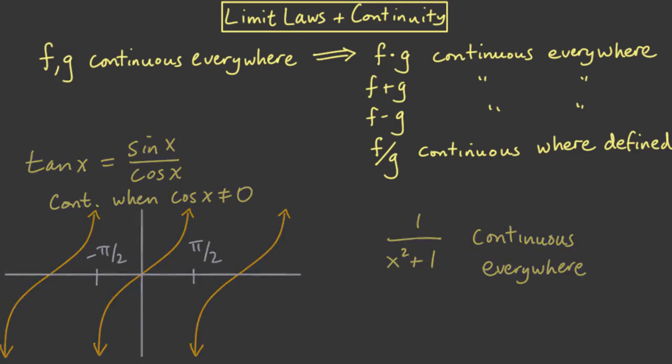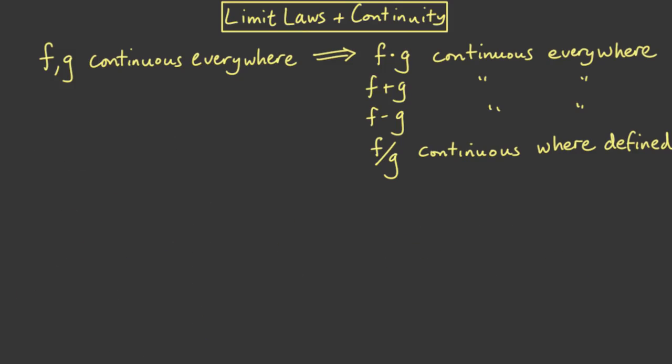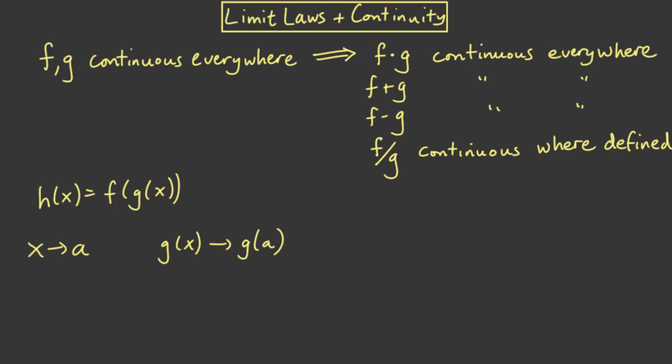There's one other thing that we should discuss, and that's the composition of functions. If f and g are continuous everywhere, what can we say about h of x, which is equal to f of g of x, the composition of f with g? Well, as x approaches some value a, we know g of x is going to be approaching g of a, and that's just because we know g is continuous.